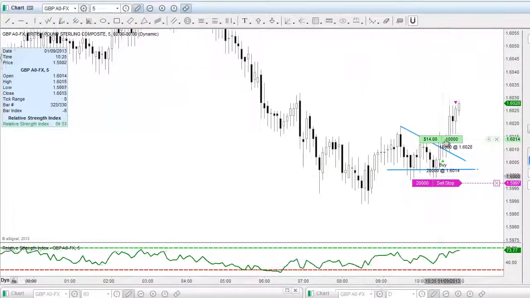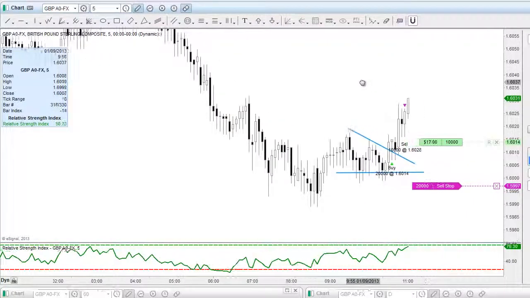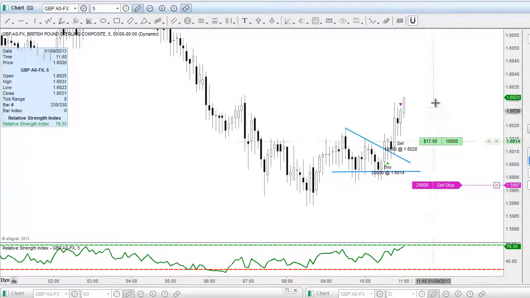All right, guys, target one was just hit, so a very nice little trade there from 14 to 28, about 14 pips in there, something like that. And now the market's kind of starting to move here. And so I'm just going to trail my stop up.